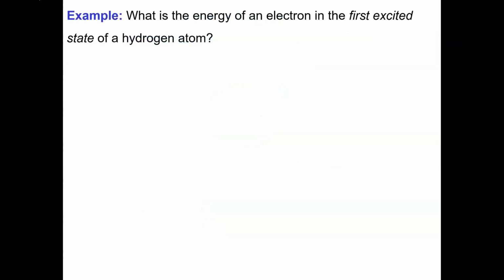Okay, so here's an example problem. It says, what is the energy of an electron in the first excited state of the hydrogen atom? So I've put it in italics here to kind of indicate what's going on. It says the first excited state, which is code for n equals 2, because n equals 1 is the ground state. So this is fairly simple. E equals k over n squared.